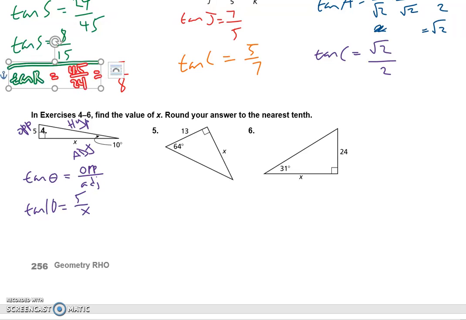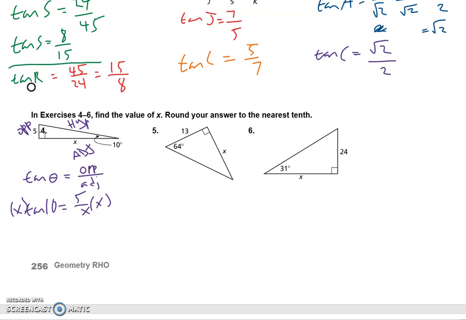So to get x by itself, first thing I'm going to do is multiply both sides by x. Then you have x tangent 10 equals 5, and then I'm going to divide by tangent 10. This reduces, so x equals 5 over tangent 10.